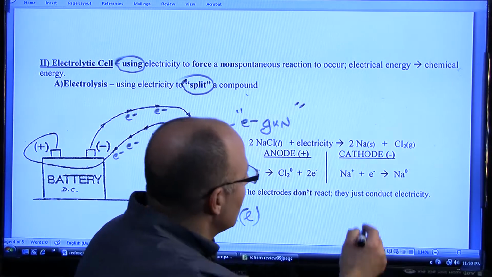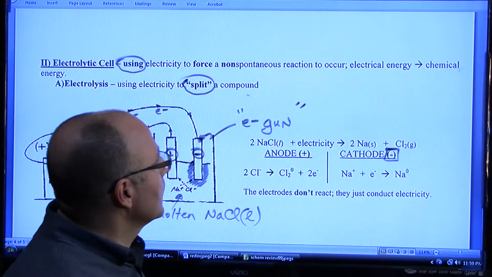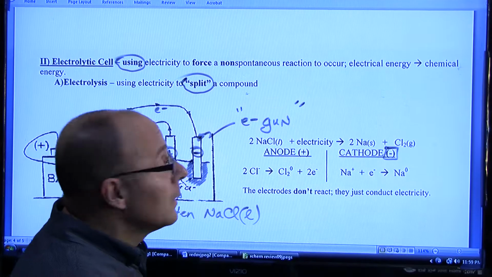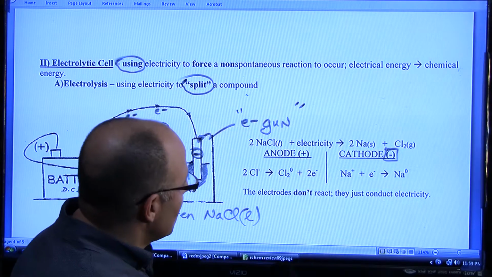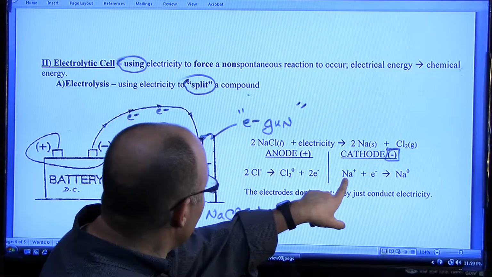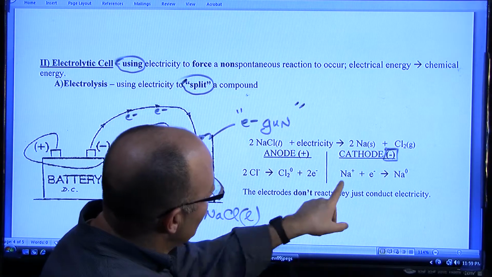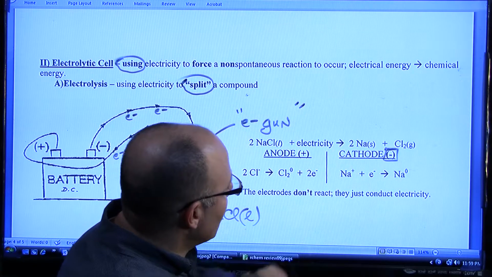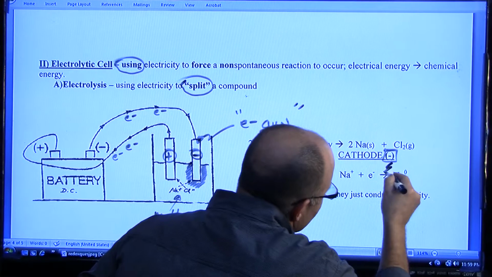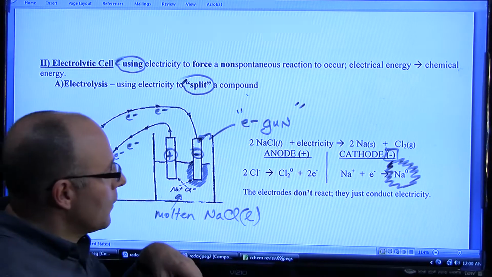So the cathode in the electrolytic cell is the negative one, which is the opposite of the cell we just covered, the voltaic cell. So here's the half reaction. The sodium ions, which were in the molten NaCl, accepting electrons from the battery, forming Na0. So we'll make that fuzzy to remind you it's going to plate the negative electrode.